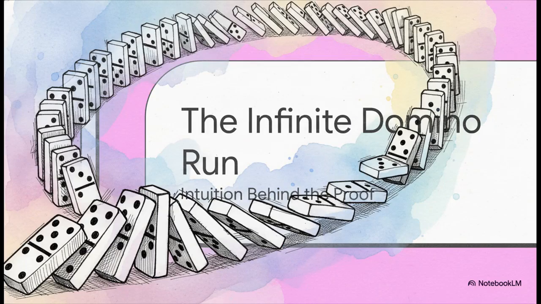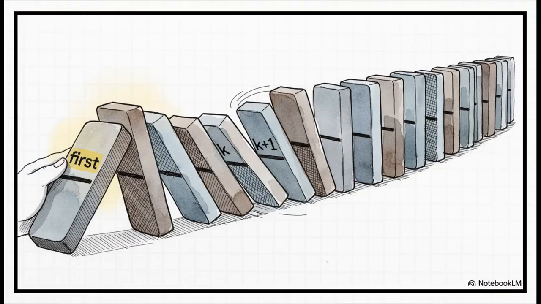Okay, so before we touch any formulas or variables, let's just get the core idea down. And honestly, it's as simple as playing with dominoes. This right here is the whole concept in a nutshell. If you want to be sure that an infinite line of dominoes will all fall, you don't have to watch them all fall. You just have to be sure of 2 things.